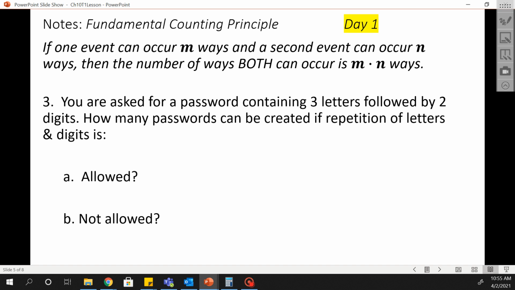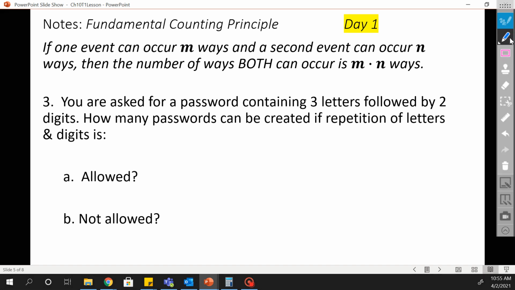So number 3, you are asked for a password containing 3 letters followed by 2 digits. Okay, so like numbers. How many passwords can be created if repetition of the letters is A, allowed, B, not allowed? So first we have to think of the events. What events are happening here?